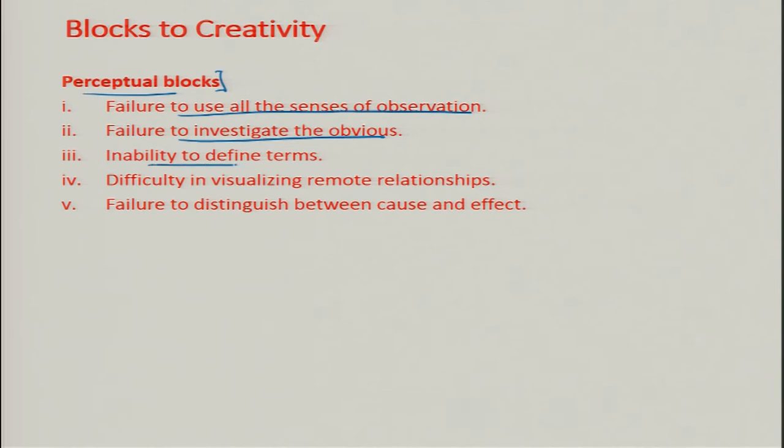Then inability to define terms. Then difficulty in visualizing remote relationships which are not visible directly. The failure to distinguish between cause and effect. Sometimes this is a perceptual block. Now emotions and behavior and organization and interpretation of the perceptual blocks is sometimes difficult.